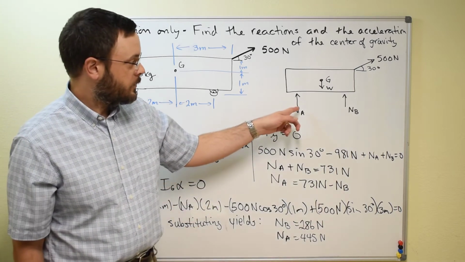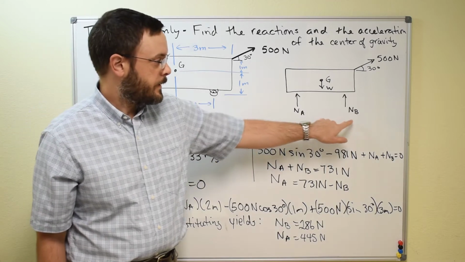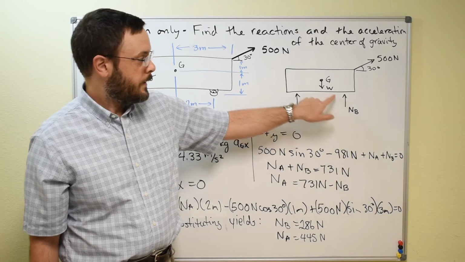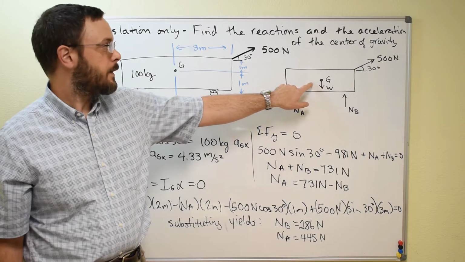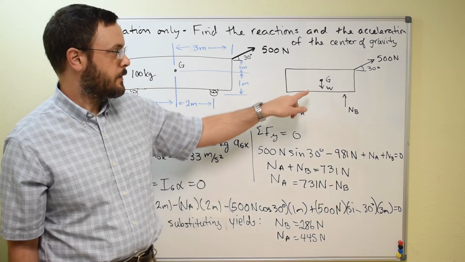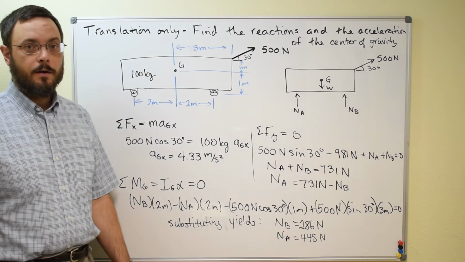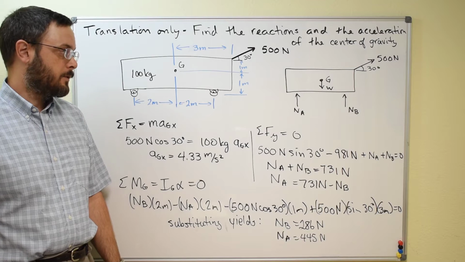So over here would be our free body diagram. This would be the normal force on the one wheel, the normal force on the other wheel, the weight acting at the center of gravity, that would be the 100 kilograms times the 9.81, so 981 newtons. And then there's our 500 newtons at an angle of 30 degrees.